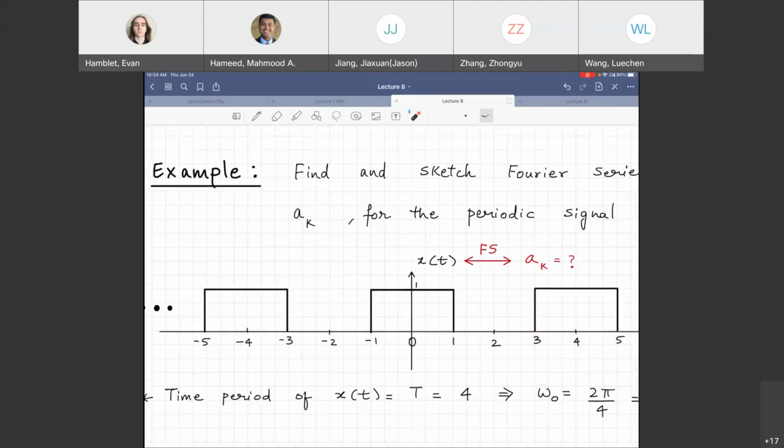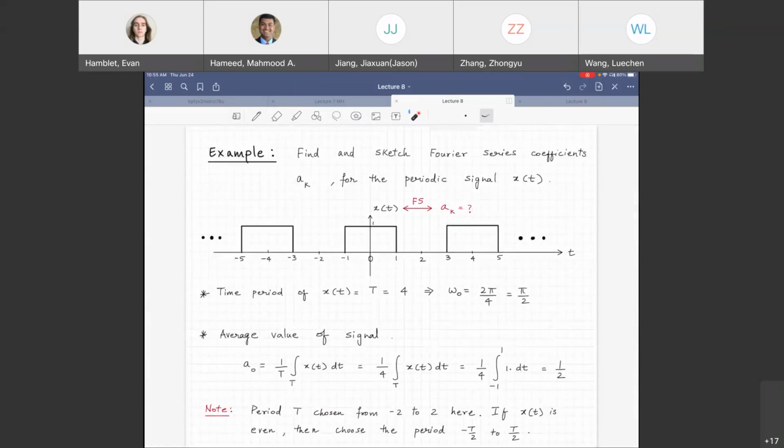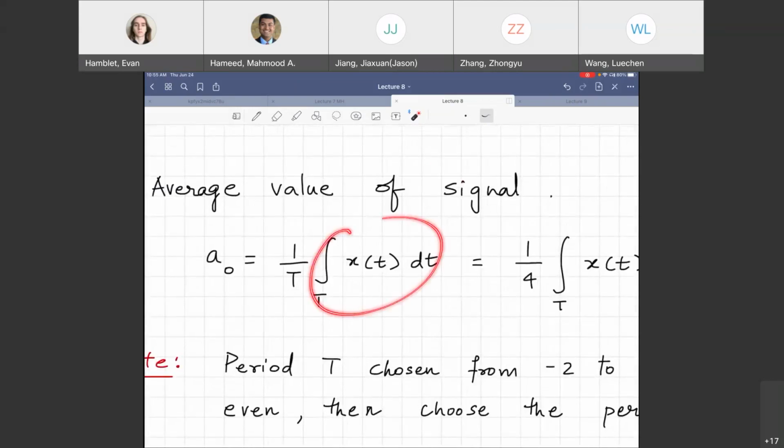One half. How can you find that out? Integrate the signal, divided by 1 over T. Finding the average value of any sequence involves two things: add up everything and divide it by the number of things, right? So integrate x of t and divide it by 1 over T.